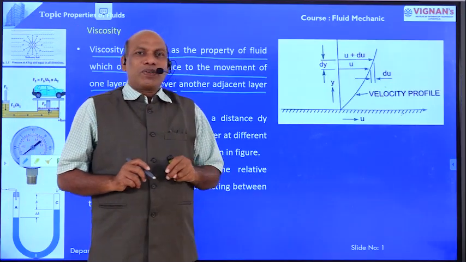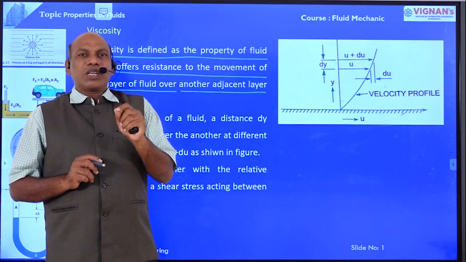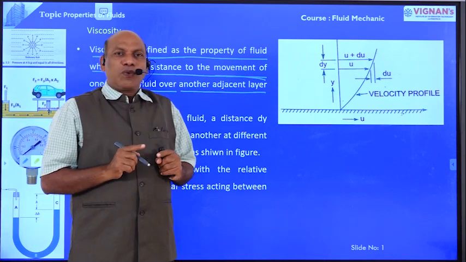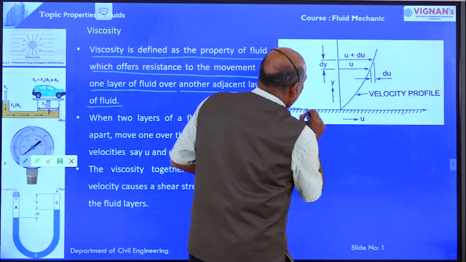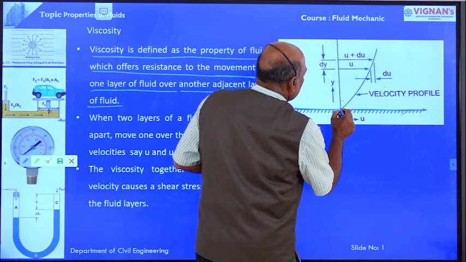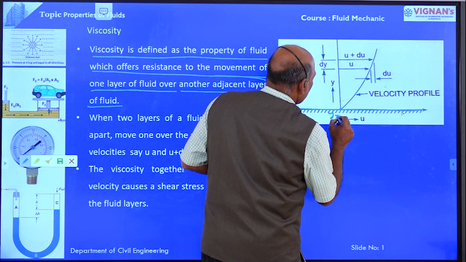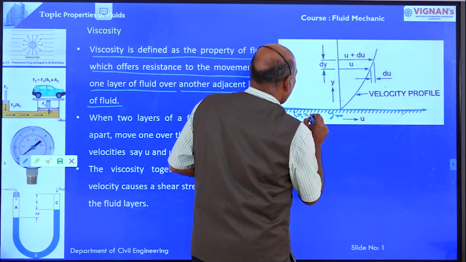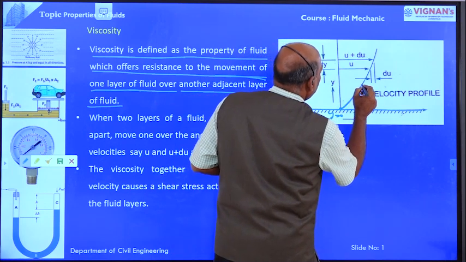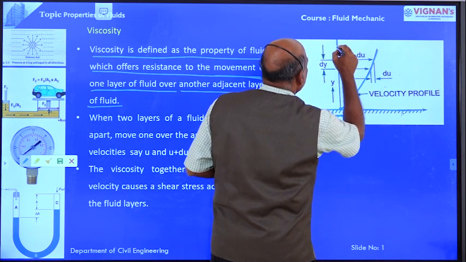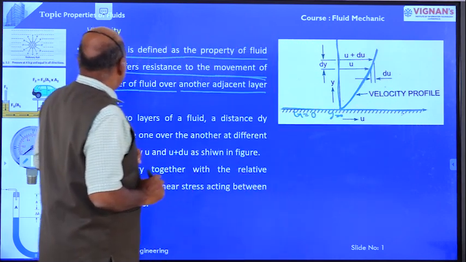First we are going to discuss the definition of viscosity. Viscosity is the property of fluid which offers resistance to the movement of one layer of fluid over another adjacent layer of the fluid. Right, here this is the boundary. The velocity over the boundary is 0. At y equal to 0, the velocity of flow over the boundary u is equal to 0. Gradually from the boundary, normal to the boundary, the velocity gradually increases, right?